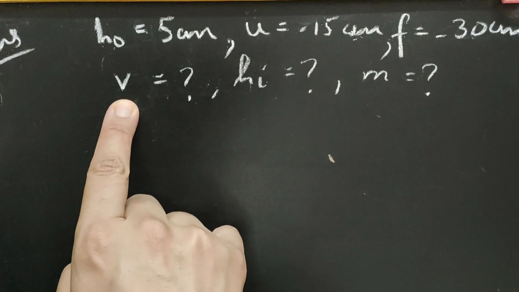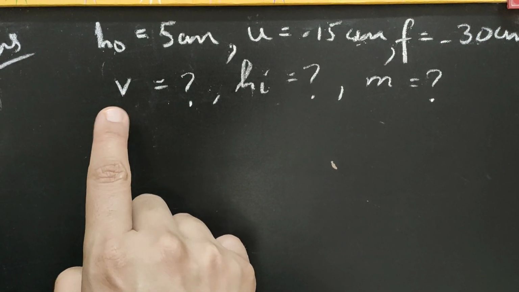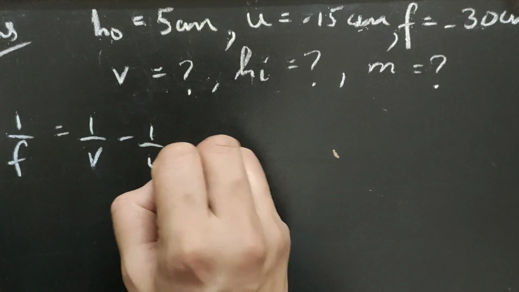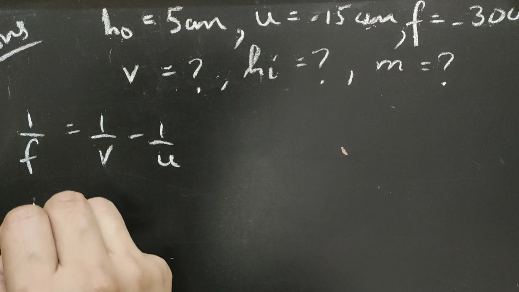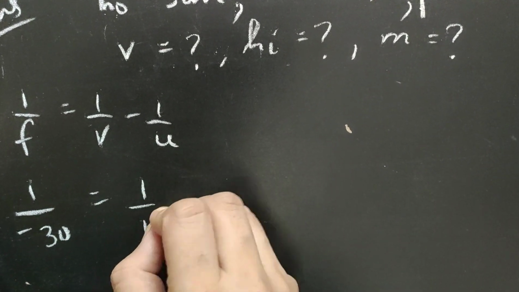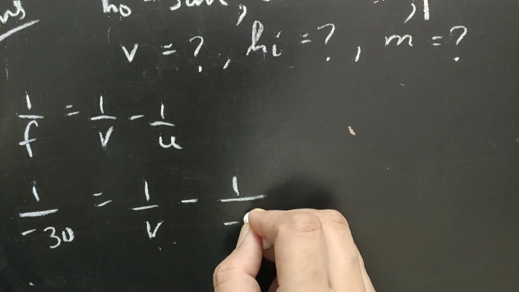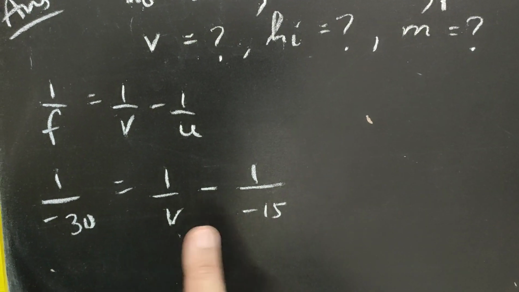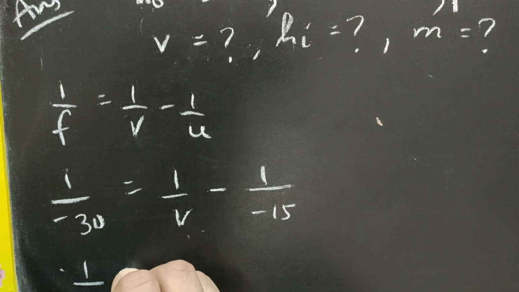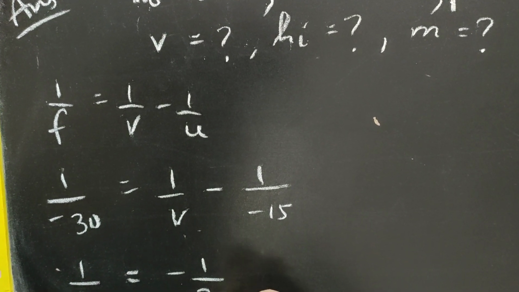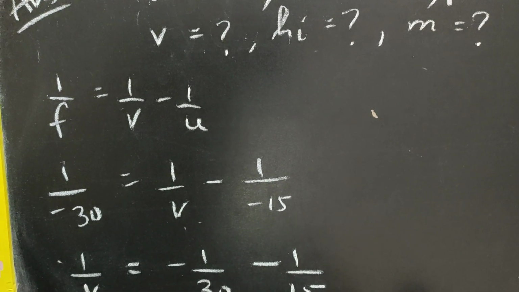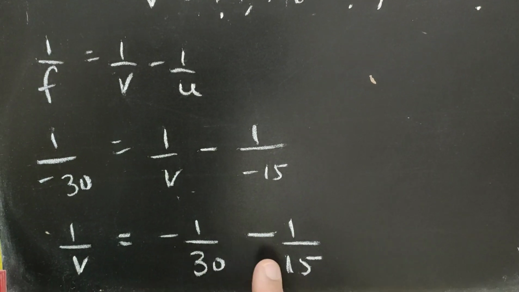Now first we will calculate the position of the image, and for that we will be using the lens formula, which says 1 by f is 1 by v minus 1 by u. Putting the values, 1 by f is 1 by minus 30, 1 by v to be calculated, 1 by u is 1 by minus 15. Now rearranging the terms, since we have to calculate v, 1 by v will be 1 by minus 30 minus 1 by 15. I hope this step is clear.